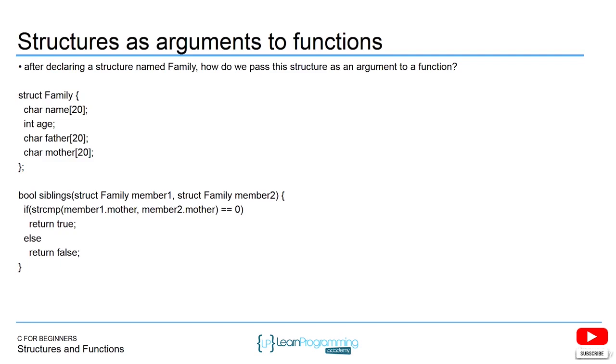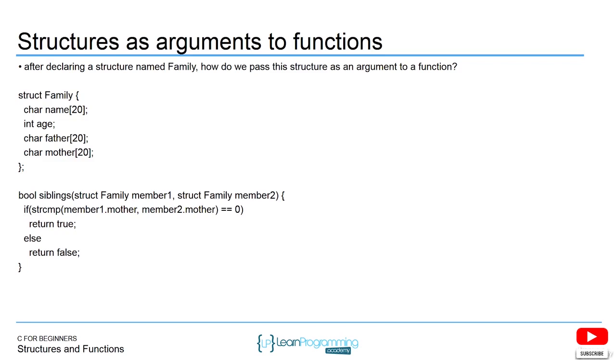Well, you would do it just like you declare the structure. You would say the type and then the parameter name. It's really straightforward. So in this case, we have bool siblings. Siblings is returning a Boolean, and it's taking two struct parameters. You have to identify the struct type, which is type struct family.